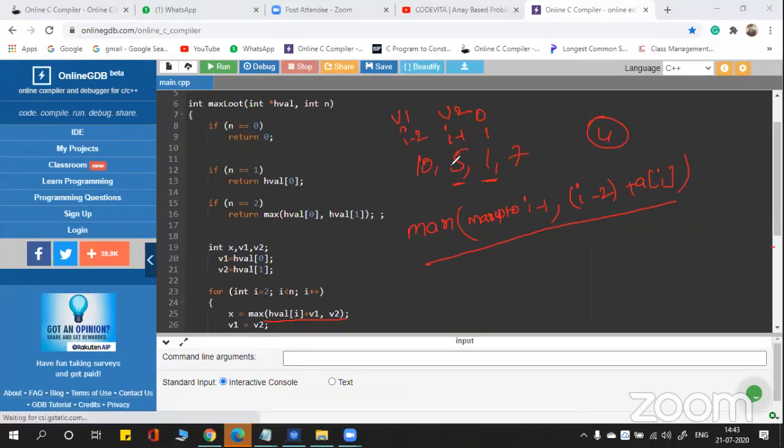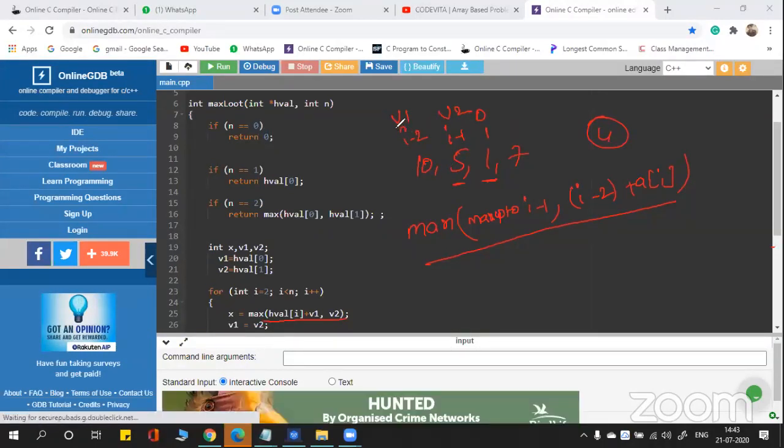So I should select the value from either V1 or V2 plus a of I. For when I is equal to 3, it will work. So 10 plus 1: I should select the maximum of 10 plus 1 or 5. So here my value will be 11.